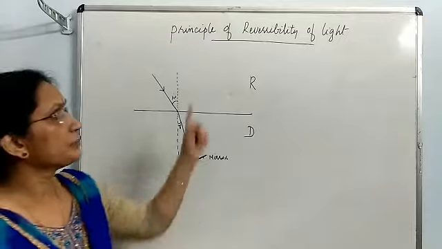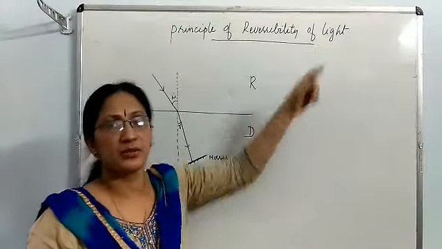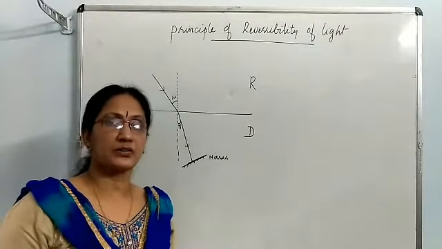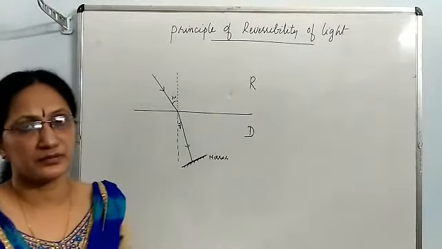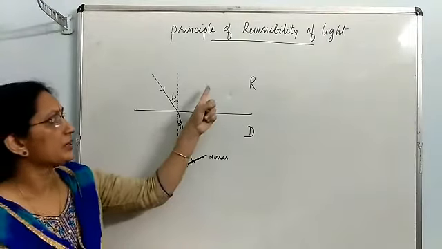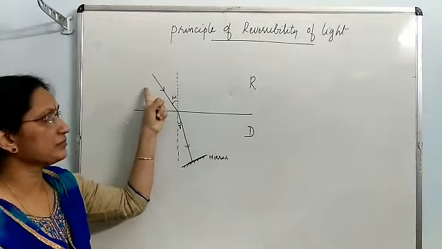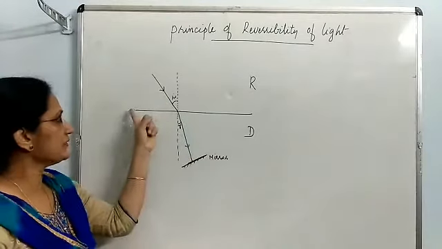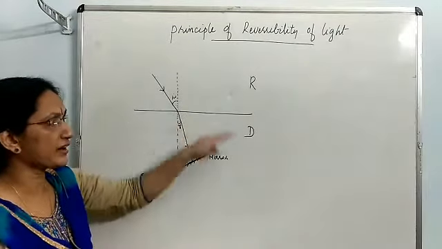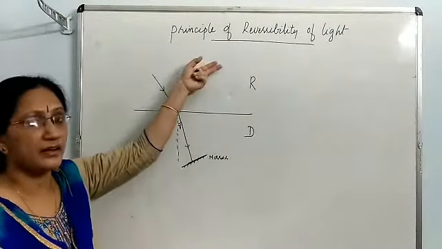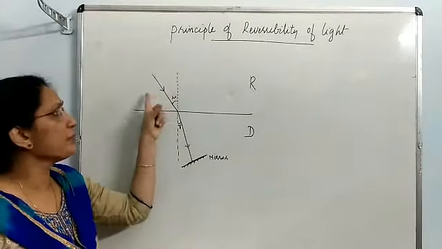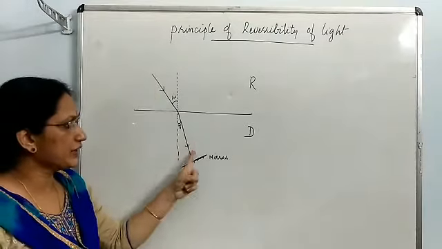Next topic, principle of reversibility of light. This principle states that the path of light is reversible. See the diagram. Here I have drawn a light ray entering from rarer to denser medium. This line is an interface. That means this line separates the rarer and denser medium. Above the line, rarer medium, below denser medium is there. And a light ray is entering from rarer medium to denser medium.